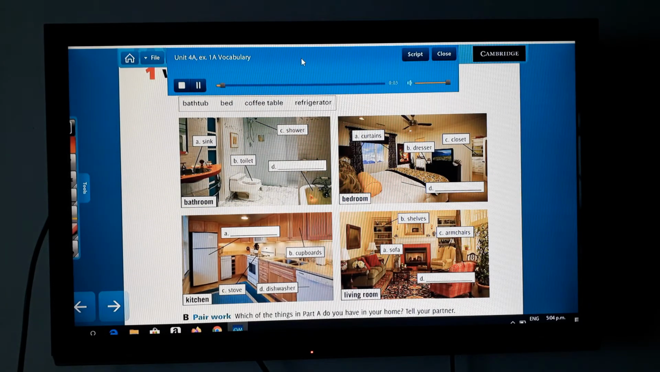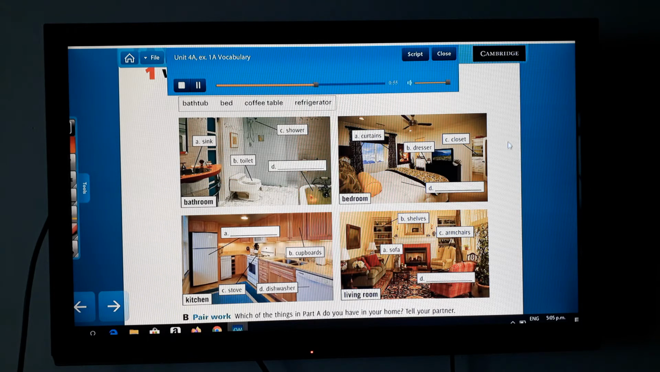Life at Home. Lesson A. Page 36. Exercise 1. Vocabulary. Things in a home. Bathroom. A. Sink, B. Toilet. C. Shower. D. Bathtub. Bedroom. A. Curtains, B. Dresser. C. Closet, D. Bed.